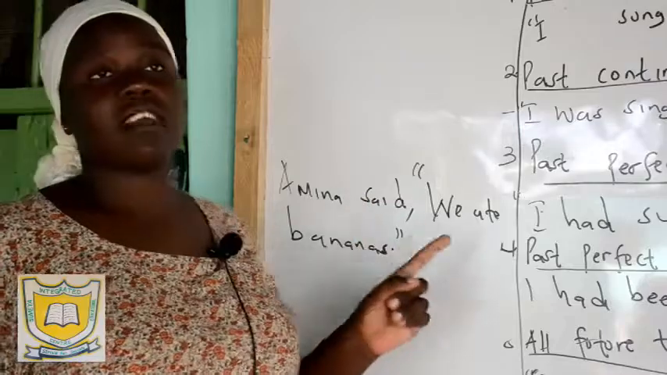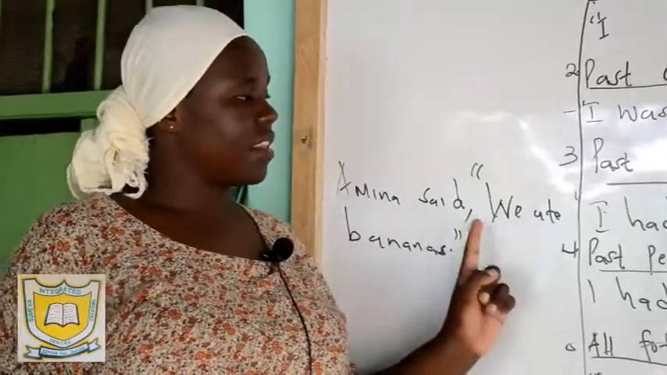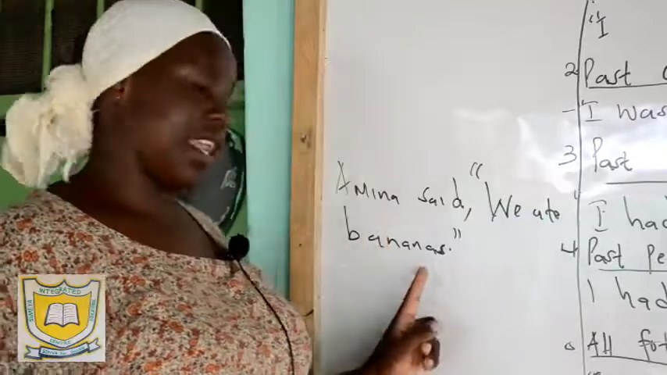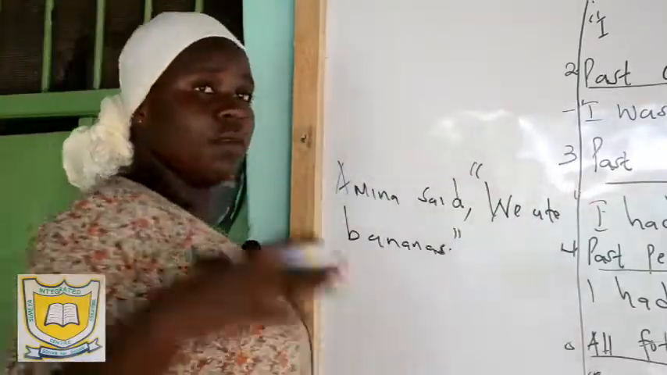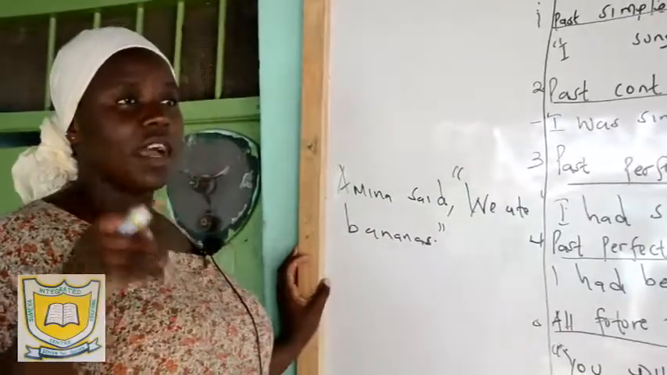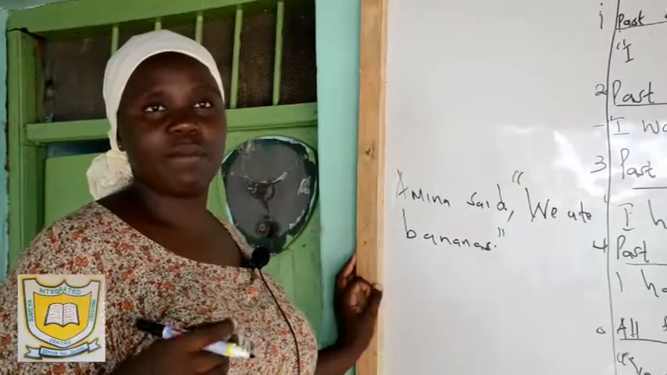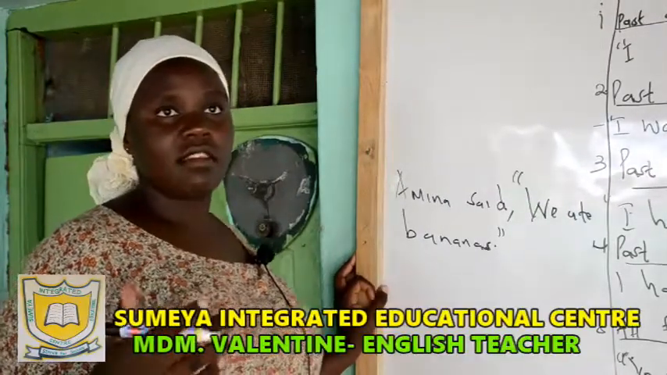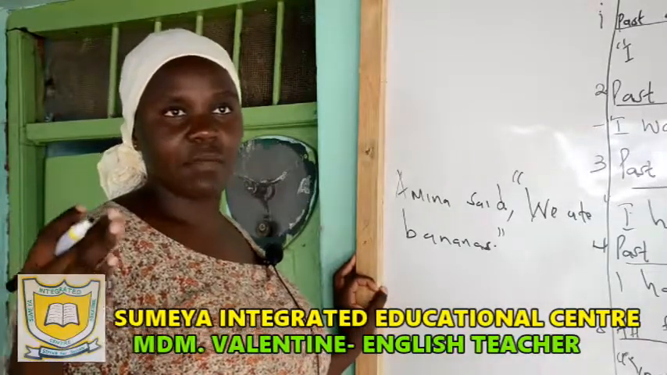So before the exact words spoken by a speaker, you have a comma, and then opening speech marks, and then you say we ate bananas, full stop, and then closing speech marks. All punctuation marks, a full stop, a question mark, an exclamation mark, come before the closing speech mark. Remember, we are enclosing the exact words spoken by a speaker.